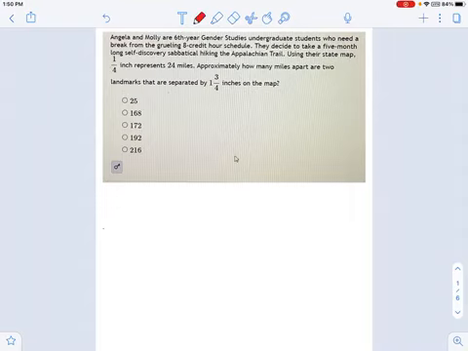All right, so we've got here two college students, and they're taking some time off to go on a hiking trip on the Appalachian Trail. That's great. And they have a map, which in the old days meant paper. And on this paper, 1/4 inch represents 24 miles. Well, how far then is 1 3/4 inches?